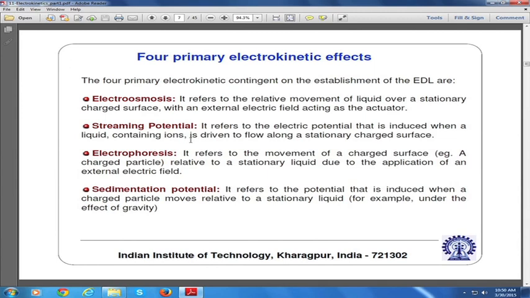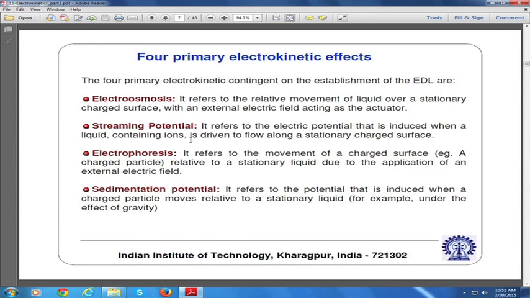Now with the electrical double layer formation, several electrokinetic effects may be associated. There are 4 primary electrokinetic effects which are considered in the literature. What are these?